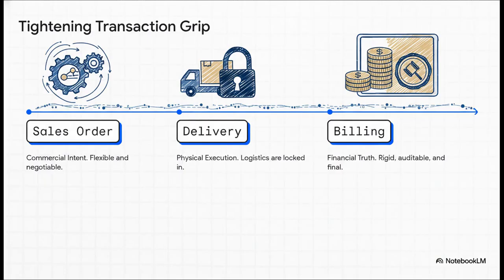This timeline really shows you that tightening grip. A sales order is just commercial intent. There's still some wiggle room. But the delivery, that's physical execution. Once stuff is on a truck, things get locked in pretty quick. And the billing document, that is the final, legal, financial truth. It is rigid, it is auditable, and it is absolutely final.